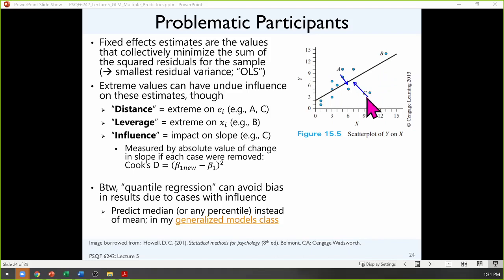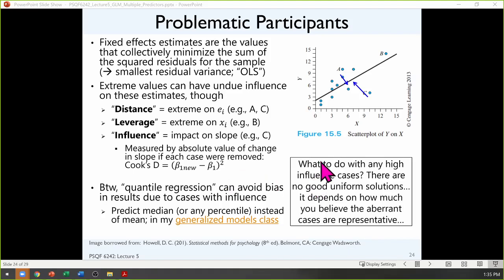You may ask for, as part of your output, a diagnostic for each case as to how much undue influence they have, such as a statistic known as Cook's D, which gives you how far different the slope would be without that case. So it's easy to look at a scatter plot in this instance or to compute these things and see people who look like they're having a stronger effect on the slope solution than other people. The question is what to do about it.